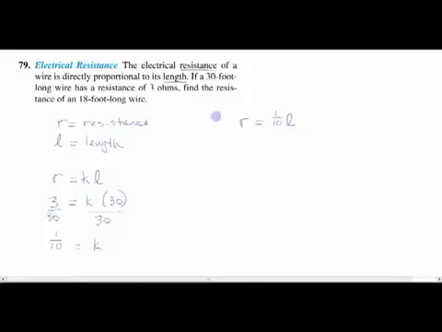And we can go ahead and find the resistance of an 18-foot long wire by putting that 18 in for the L. So R is 1/10 times 18. So the R is 1.8. And we know that the resistance, our R, is measured in ohms. So we have 1.8 ohms resistance for an 18-foot long wire.